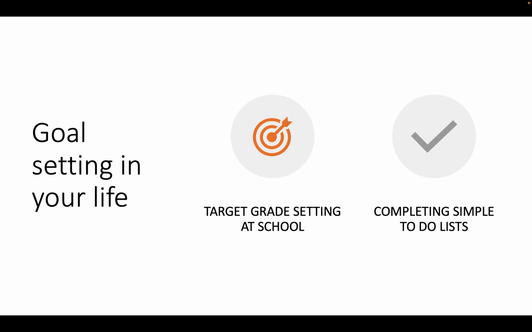Some examples of goal setting from your life may be to sit down with your teachers at the start of the year and set some targets at school. You might sit down and try and achieve a higher A in biology, for example, and you may also complete some weekly or daily to-do lists. These are both examples of setting some goals and targets from your life.